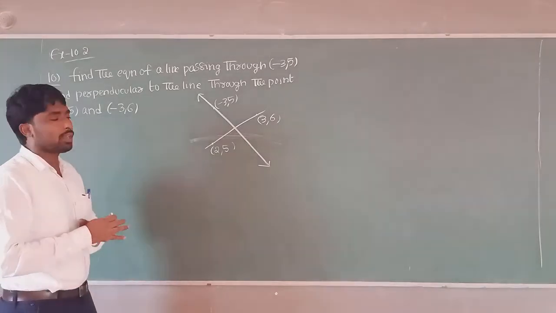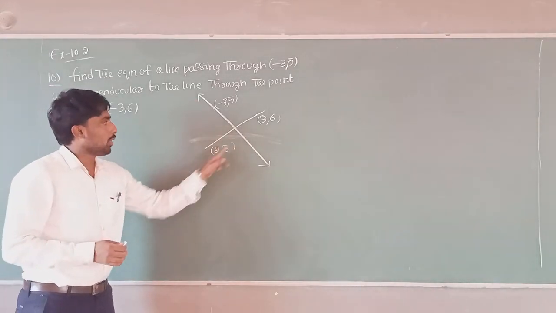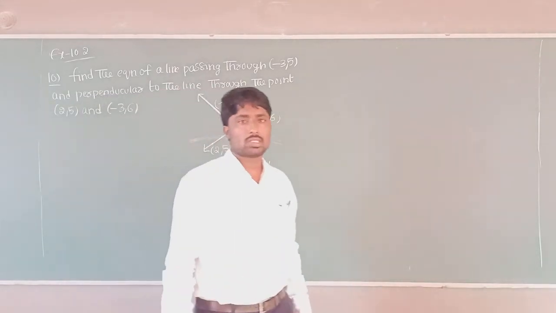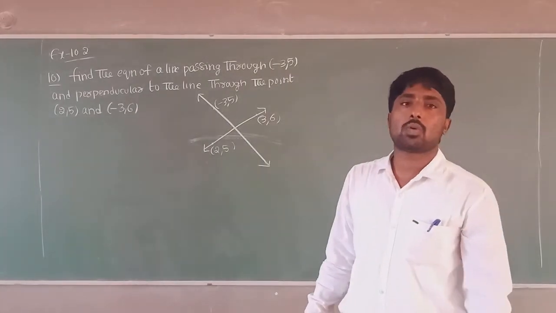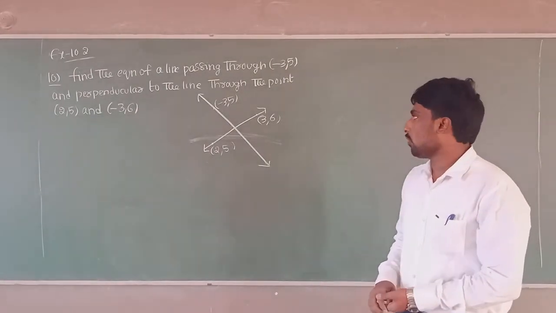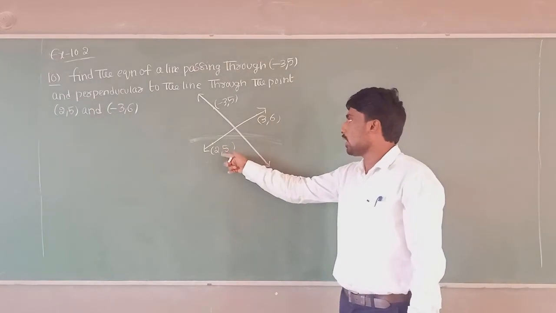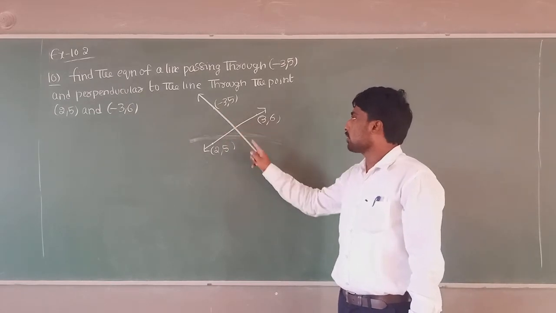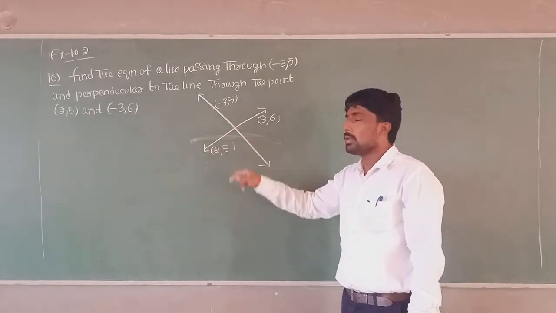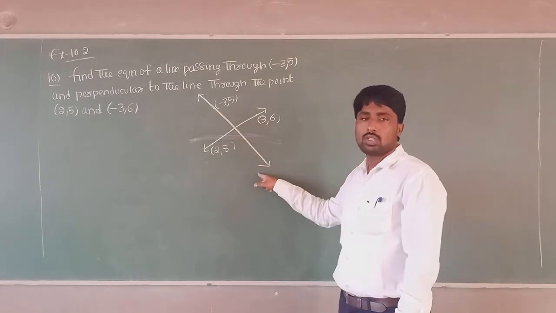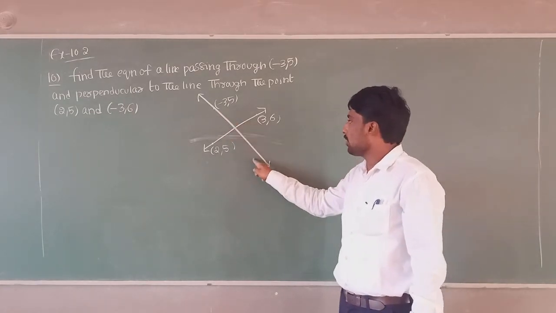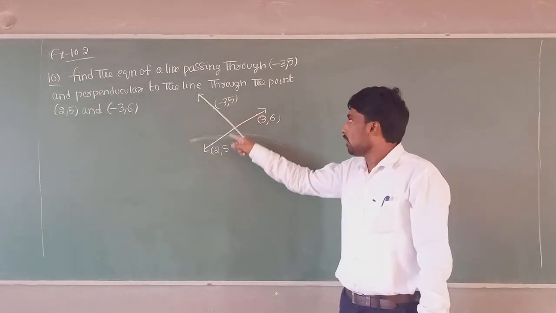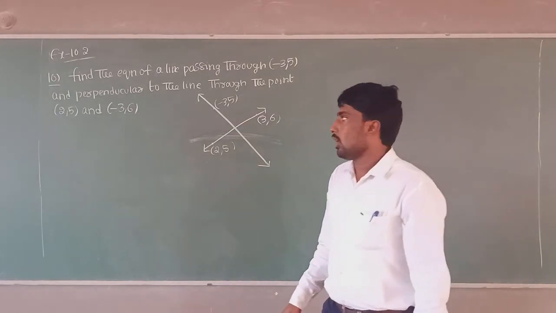So all of you observe very carefully. This line is perpendicular to this line means, we know if two non-vertical lines are perpendicular to each other, then their slopes are negative reciprocals of each other. So first of all, what we have to find here? By using the definition of a slope, I have to find this line's slope. Then slope of this line equal to minus 1 by slope of this line. Then I will get the slope of this line. Okay, so if I get the slope of this line and this line is passing through this point, by using point slope form, I can find the equation of the line. Okay, now all of you note down.